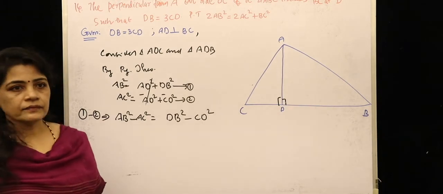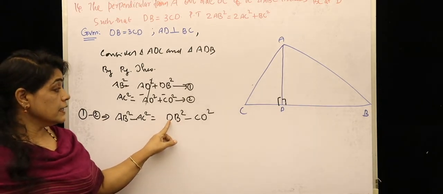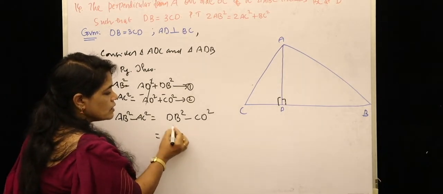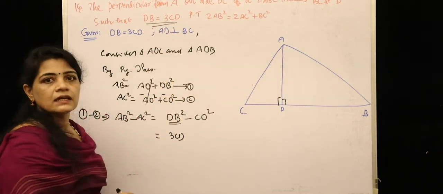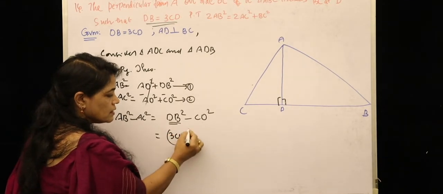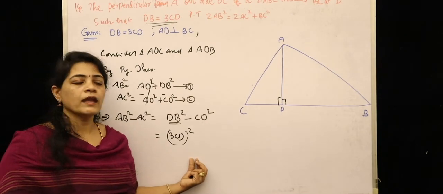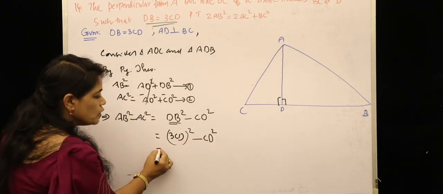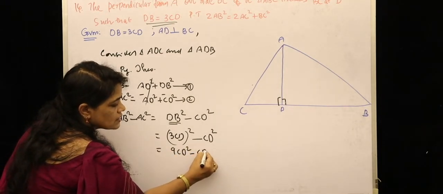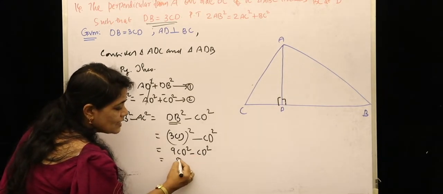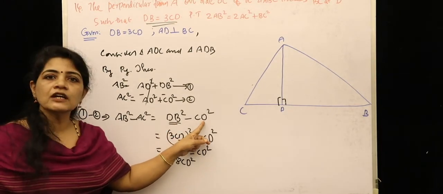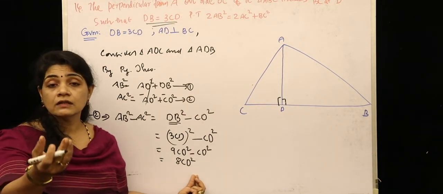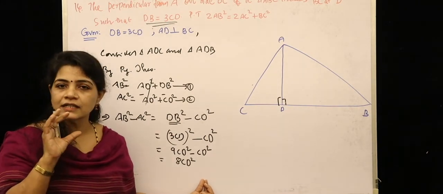See children, what all things are given. Here you can easily substitute DB, since BD is given as 3CD. So here it becomes 9CD square in the next step, 3CD whole square, minus this CD square. If you square, you will get 9CD square minus CD square. Both are like CD square, so 8CD square. So these two terms are now reduced into one single term, but we don't want CD. How does this CD get substituted with BC? We need BC in place of CD. We should get the answer in terms of BC.